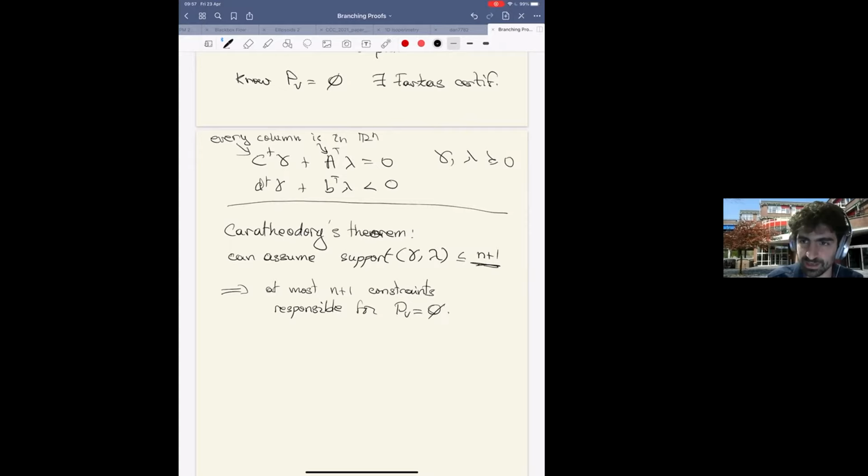What's really going to be interesting here is how many of the original inequalities I had to use. You have to use one new inequality, so you use at most n plus one inequalities total. This implies that the support of gamma is at most n. So the number of original inequalities that you use is at most n.